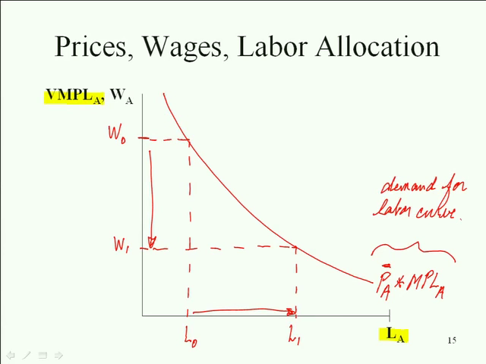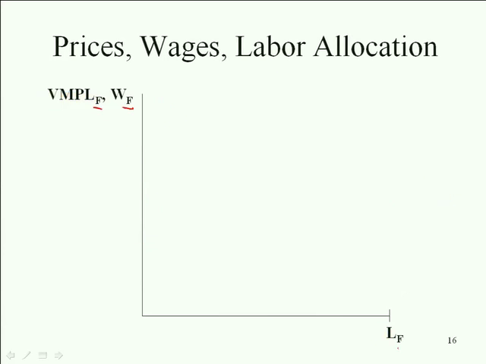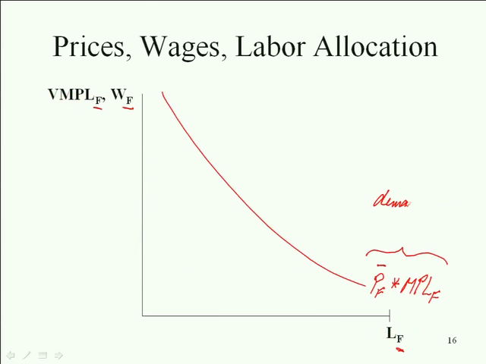We can do the same thing for the food industry, and of course we would see exactly the same thing. We've got the price of food, a fixed given price, times the marginal product of labor in the food industry. And that then gives us our demand for labor curve in the food industry. High wages, we're not going to hire very much. The demand for labor will be low, and lower wage, the demand for labor will increase.